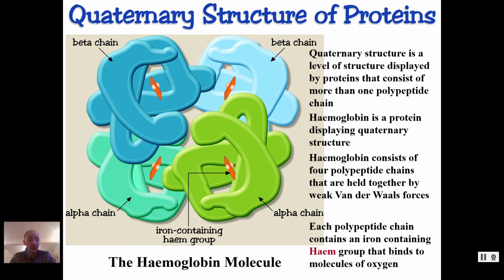And again, this is all down to the primary structure, the secondary structure, and the tertiary structure, and the way in which these things are folded. That will then control the quaternary structure, how they're able to bind to other proteins.